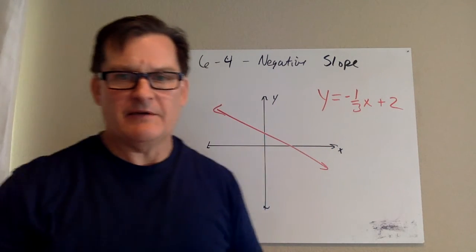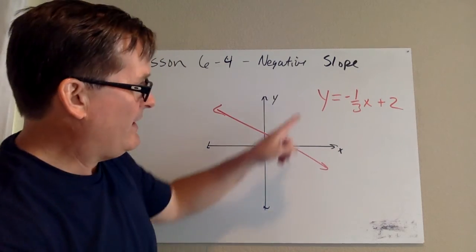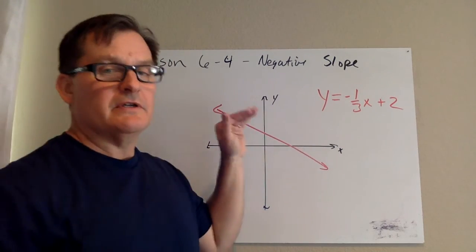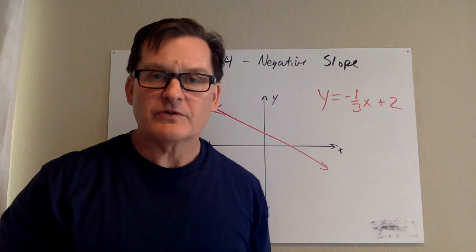I know other things about that line, which you'll learn later. But anyway, that's slope. Negative slope goes downhill, represents a decreasing relationship.